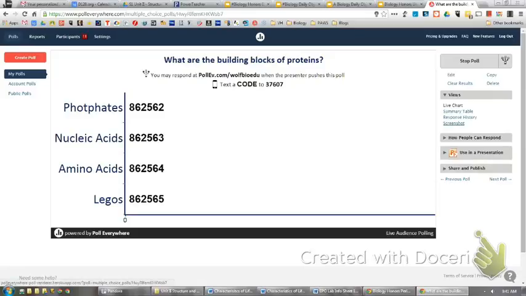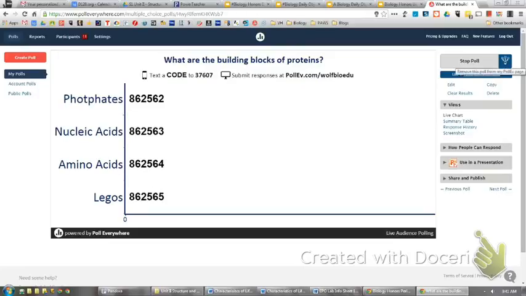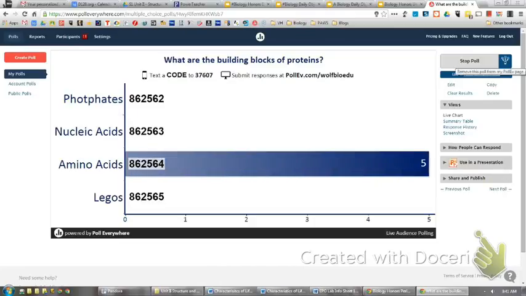What are the building blocks of proteins? This should be easy. Legos build everything. I know. That was the analogy I used. I'm glad no one's choosing it. All right. Amino acids.